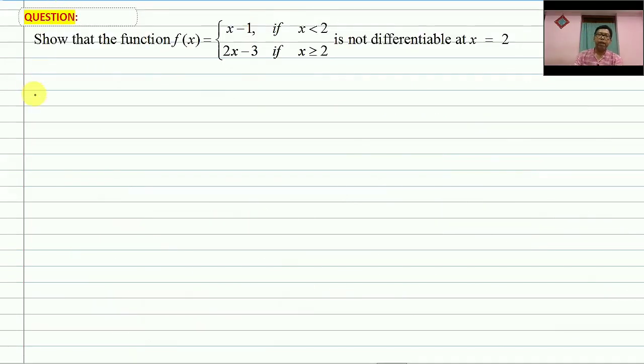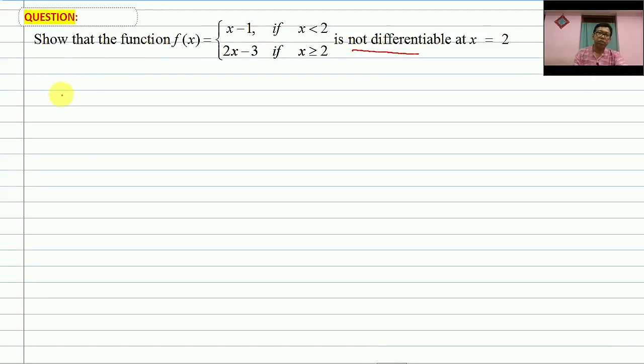We have taken a question from the NCERT book, so keep watching. Show that the function f of x is equal to x minus 1 if x is less than 2, and 2x minus 3 if x is greater than or equal to 2, is not differentiable at the point x is equal to 2.